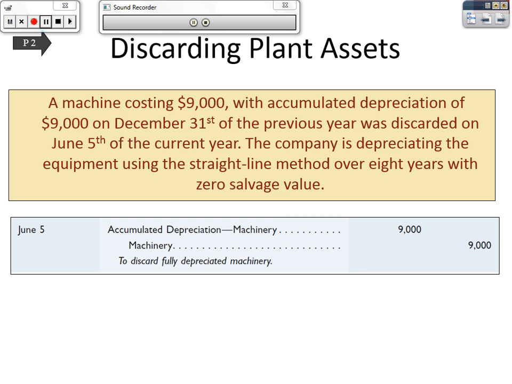So this is an example. Discarding a plant asset. The machine cost $9,000. Accumulated depreciation of $9,000. Previous year was discarded on June 5th of the current year. So they're going to depreciate that equipment using straight line over 8 years with zero salvage value. If we had to calculate that out, the machine costs $9,000, no salvage value means there's nothing for us to subtract. And when you divide that by 8 years, what's the depreciation you get? Calculate it.